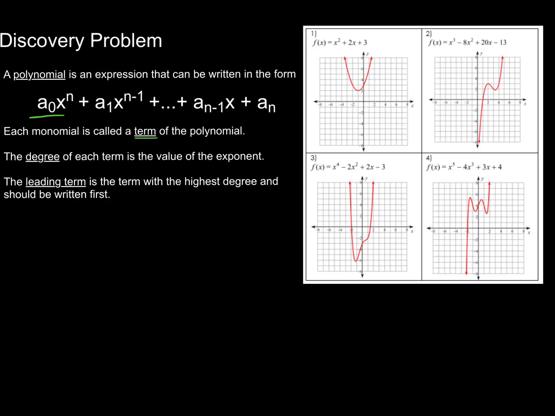All right, the degree of each term is the value of the exponent for that particular term. So for the first term, for example, the degree is whatever the value of the exponent n is. And the leading term is the term with the highest degree and should be written first. And you guys should be used to that. In standard form, we always write the highest degree first, then the next highest one next, all the way down until you get to the x to the 0 term. So the leading term in this situation would be this term here.